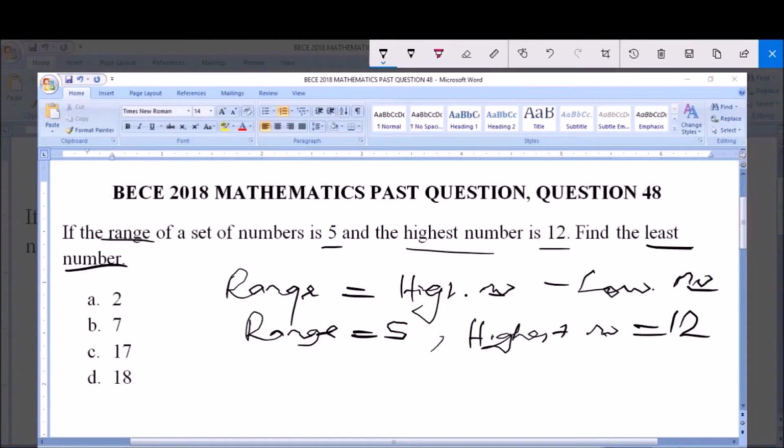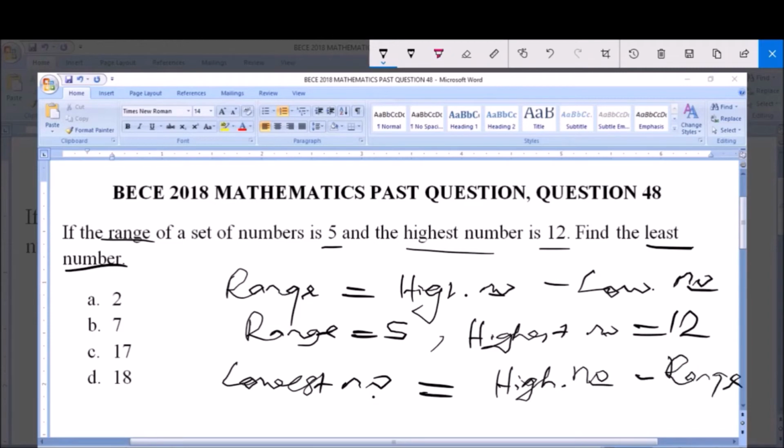Like we know, range is equal to the highest number minus what? Minus the lowest number. And we are asked to find the lowest number. So to find the lowest number, we simply subtract the range from the highest number. Since the range is equal to the highest minus the lowest number, to get the lowest number, we subtract this range from the highest number. So the lowest number is equal to the highest number minus the range.